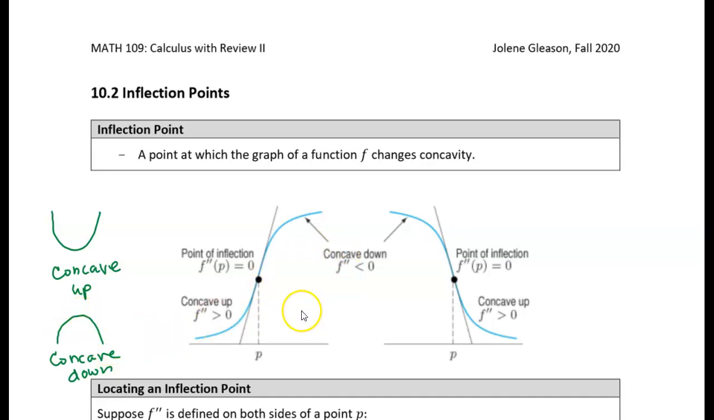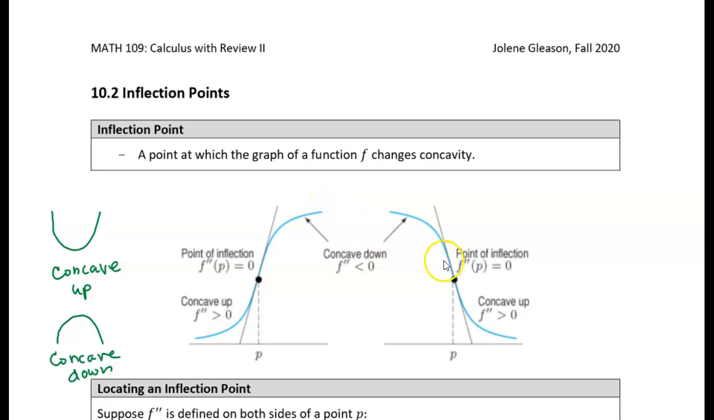Okay, so this diagram just shows an example of, on the left here, an increasing function. So it's increasing everywhere along the curve, right? So the first derivative is positive, but it's changing concavity. So down here, it looks like the slope is increasing, so it's concave up. Up here, the slope is decreasing, so it's concave down.